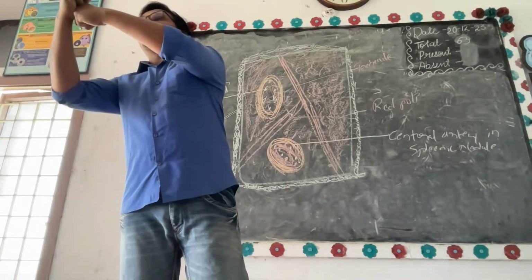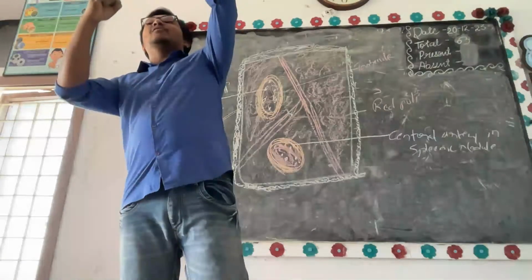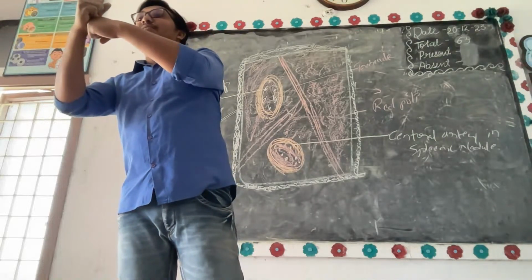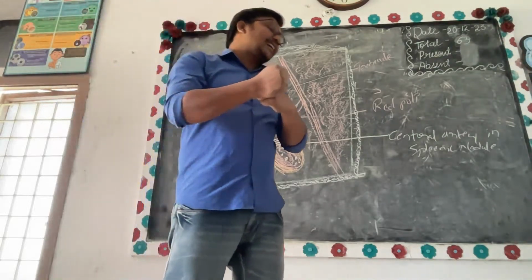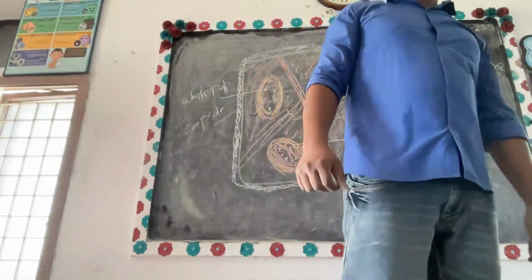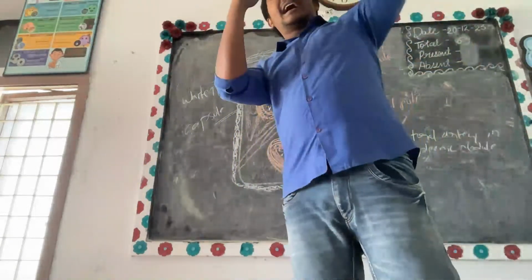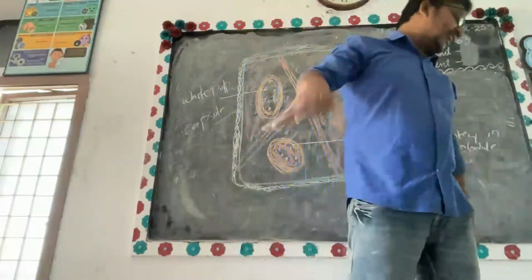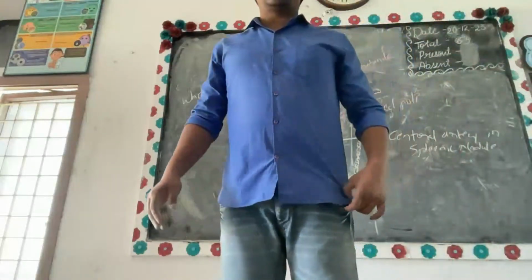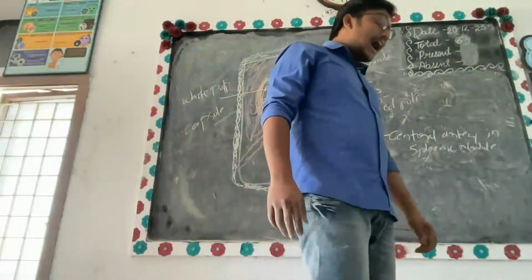Left kidney and pancreas. Now, anteriorly, what is present? Fundus of the stomach. Medially, what is present? Pancreas and left kidney. Superiorly, what is present? Diaphragm. Who is sitting above? Diaphragm is sitting above. Now, inferiorly, what is present? Left colic flexure of the large intestine.